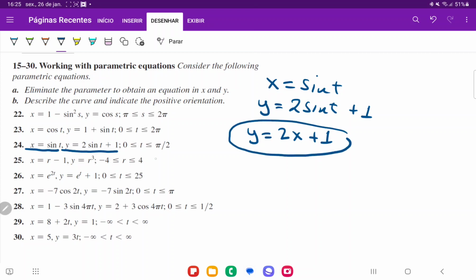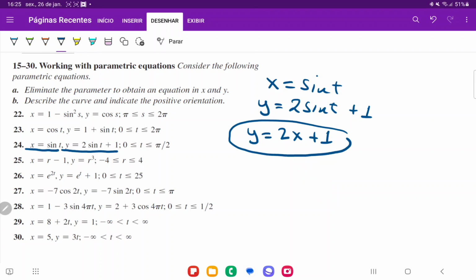But we are not done because this equation y is equal to 2x plus 1, that's a line. It goes infinitely. However, the parameter t is limited. It goes from 0 to pi over 2. So this means that this line here also has to be limited. It's going to be a line segment. So we need to express the restrictions of the input t in terms of the restrictions of the input x here, because now in this equation, x is an input.